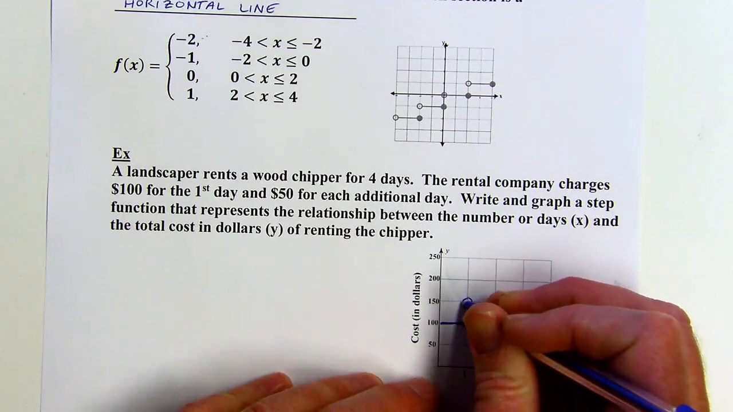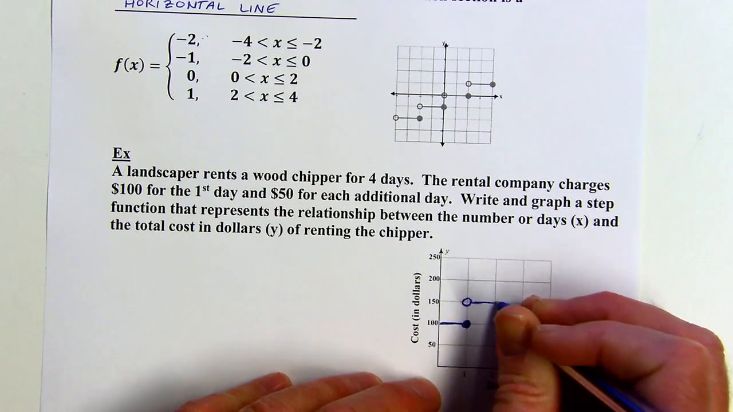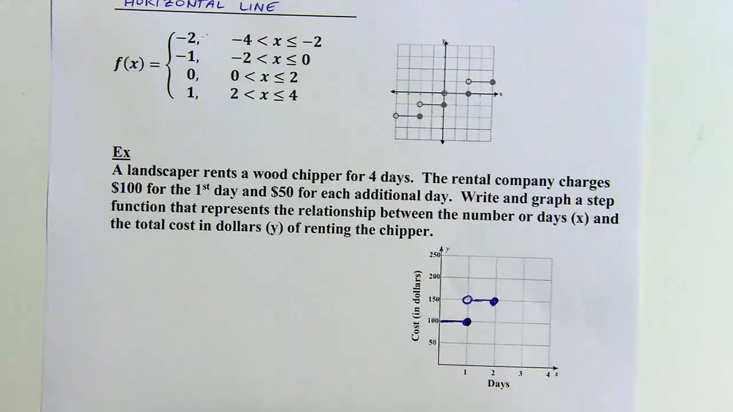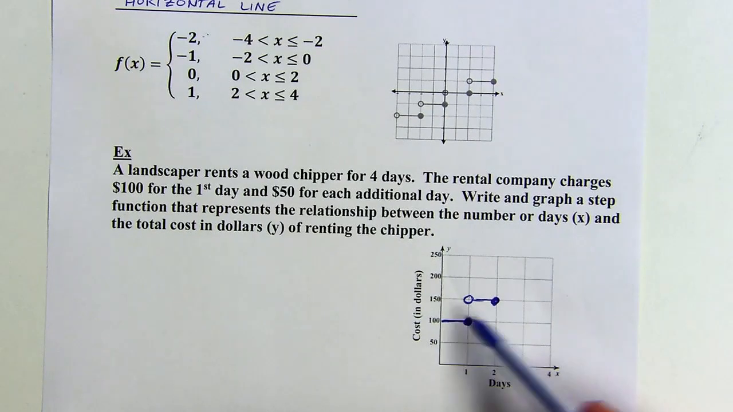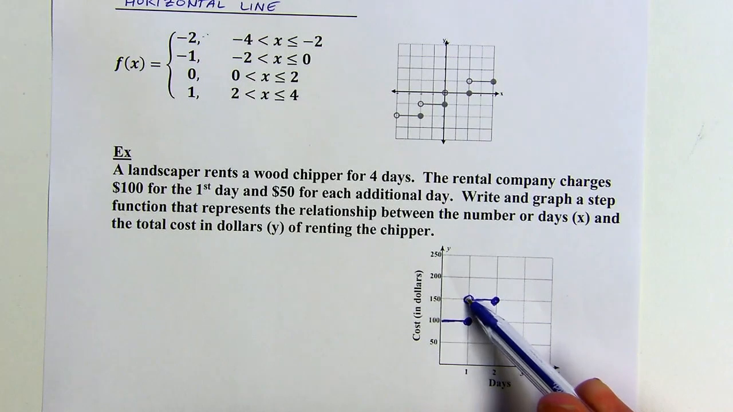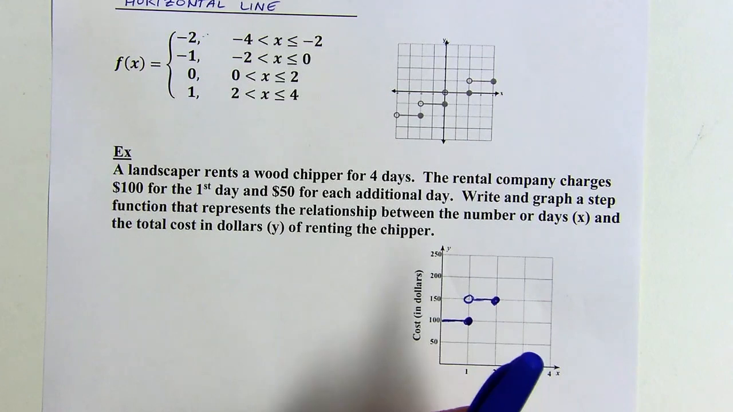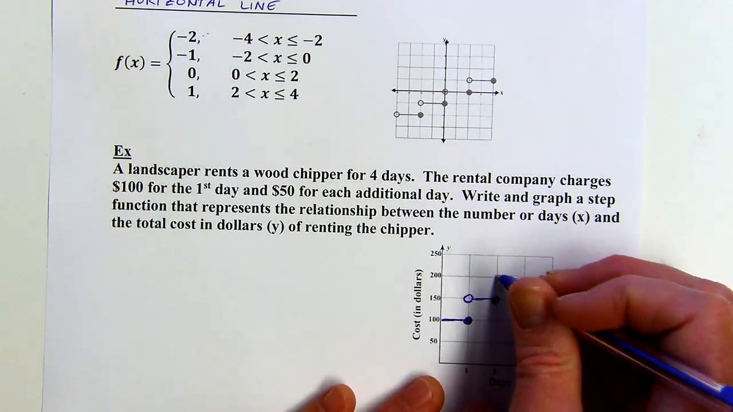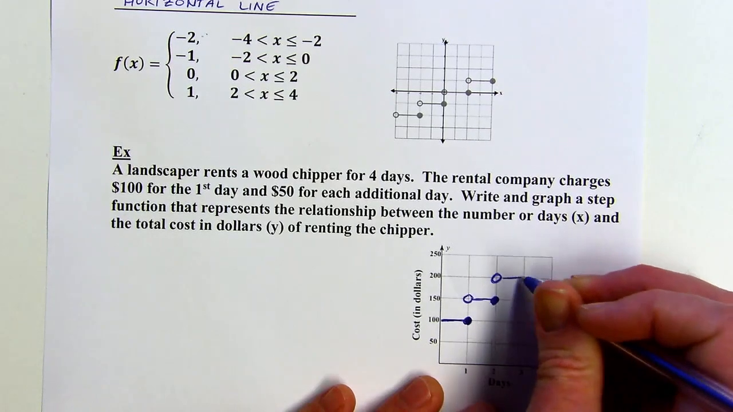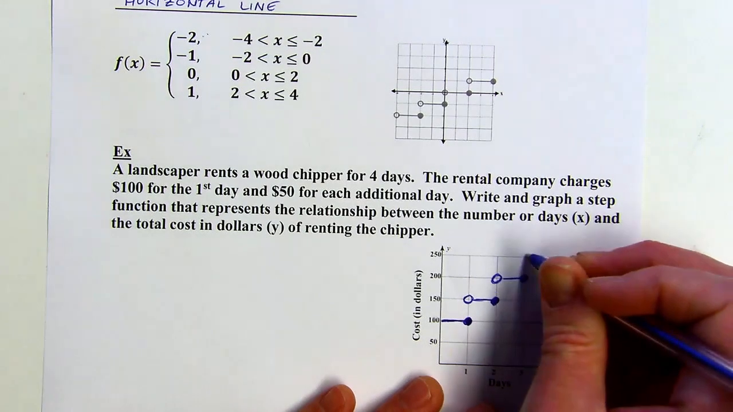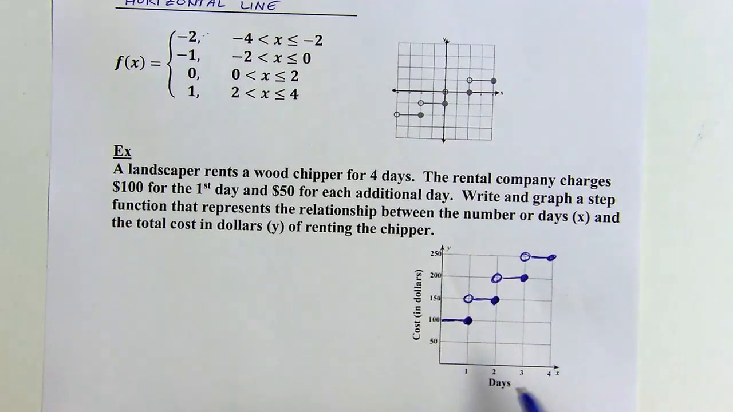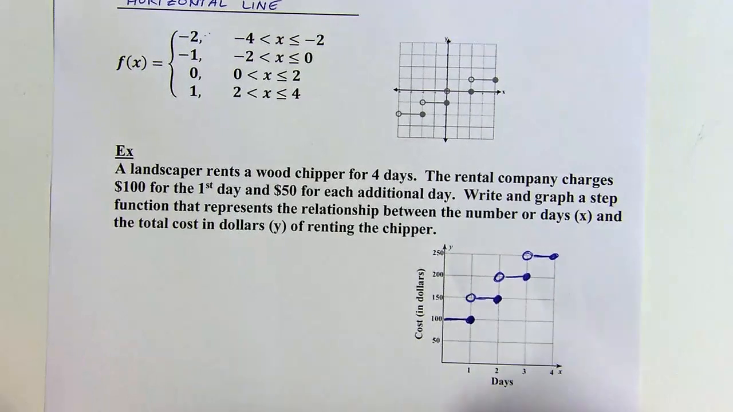Okay, so that means for anywhere up through the end of the second day, it's going to cost $150, right? So this is open here because at the 1 day mark, it's still going to be the $100 price. But anything beyond the 1 day mark is going to be $150 until we get to the third day, and then it's going to jump up $50 again. Okay, and it's going to follow that pattern one more time. So this is what our step function is going to look like. We have 4 different steps, so we're going to have 4 different equations, okay?